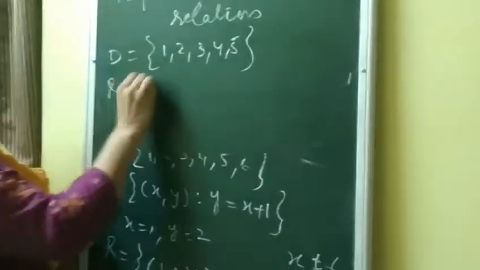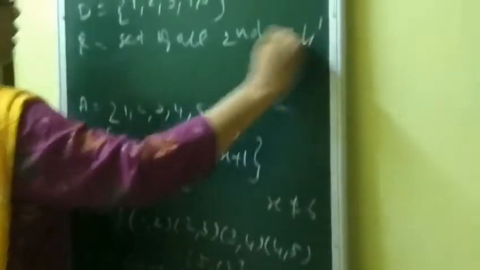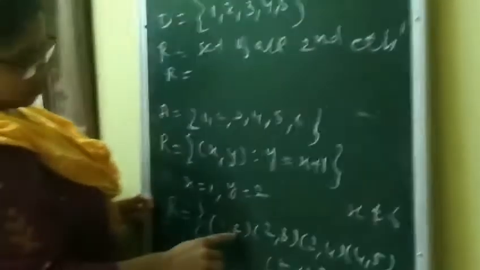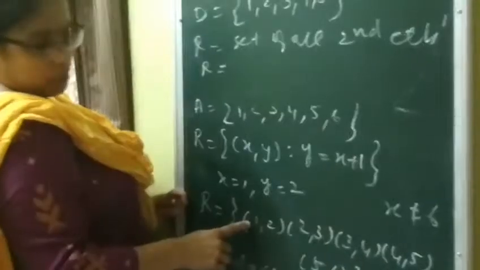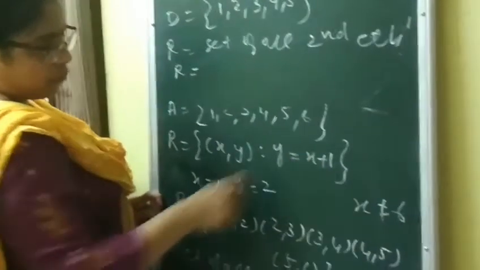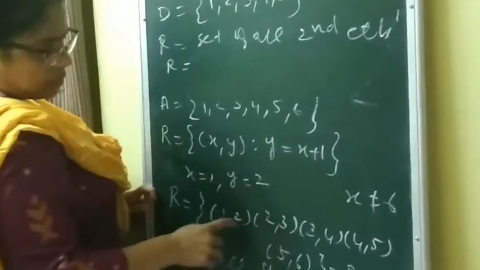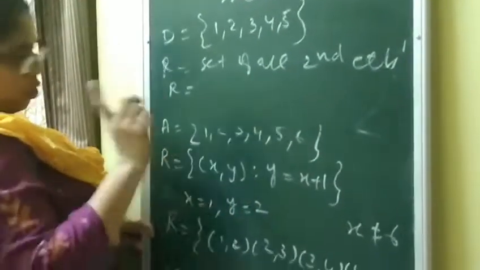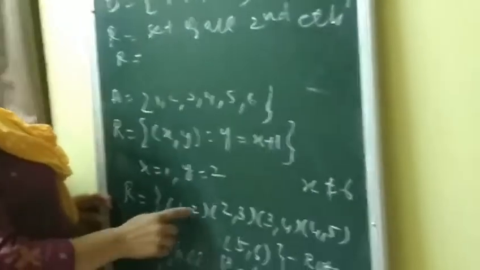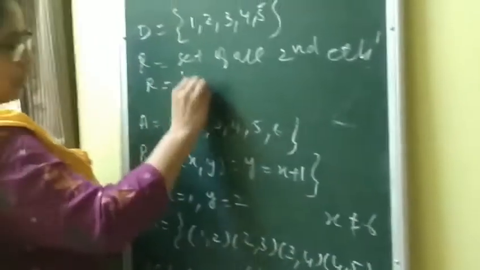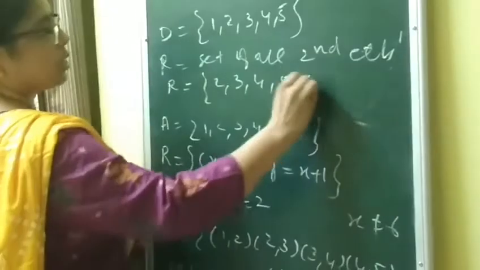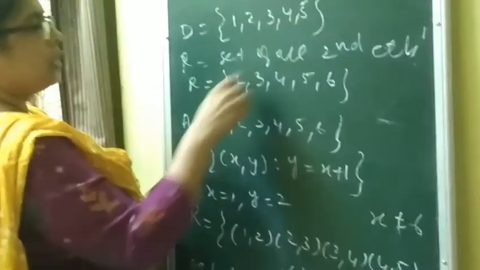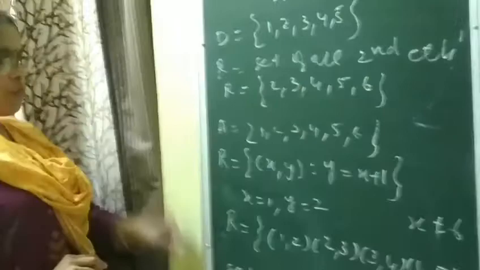And the range is the set of all second elements. The range starts from 2, not from 1, because if you put x equal to 1, y equals 2. The set of second elements of the ordered pairs is called the range, and the set of first elements is called the domain. So the range is the set {2, 3, 4, 5, 6}. See, here 6 is not coming in the domain, and 1 is not coming in the range. Now one more term is there.